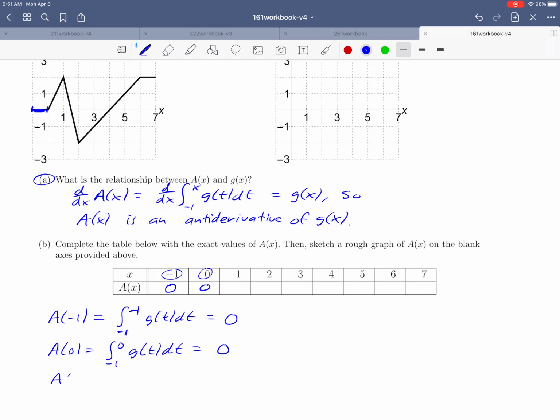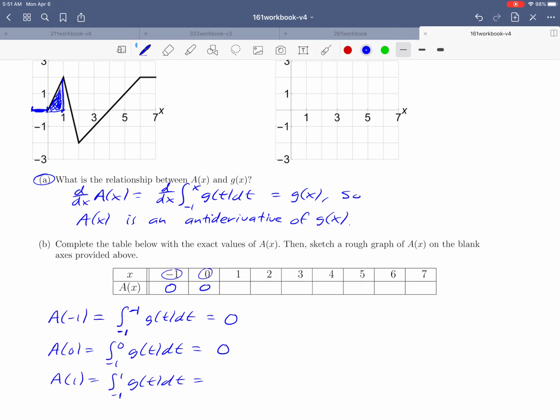Okay, and then moving on to a of 1, now we're integrating from -1 to 1 of g of t dt. Okay, so let's see, from 0 to 1, now we're adding an actual triangle of area. I'm going to shade it here. And the question is, how much area is in that triangle? Okay, well, you can look at the picture and see what the base and the height is.